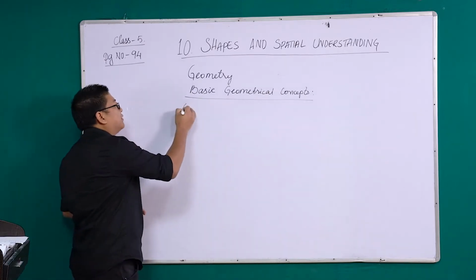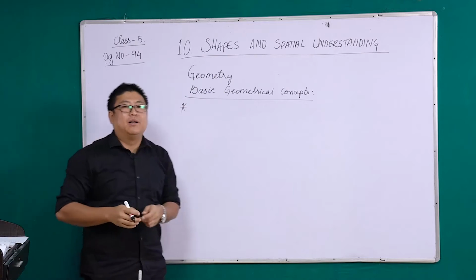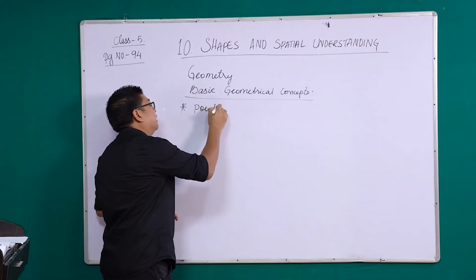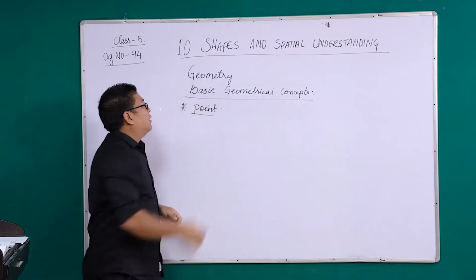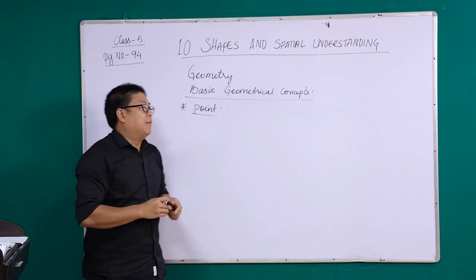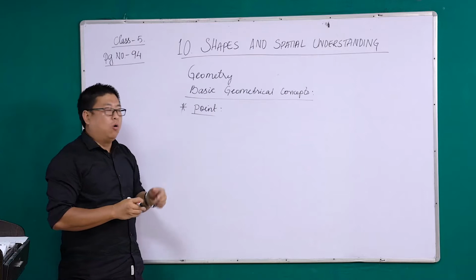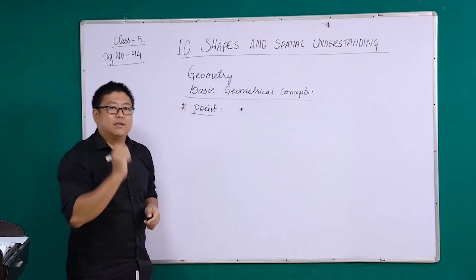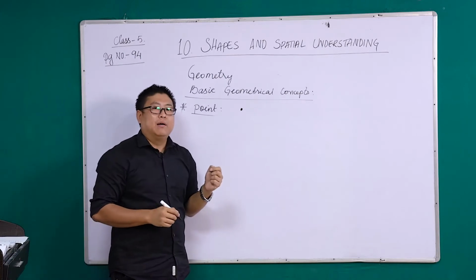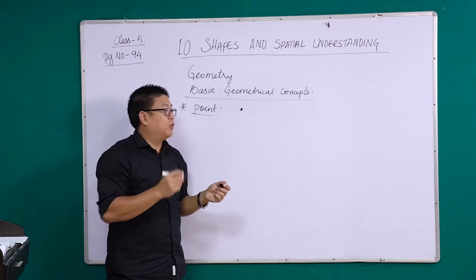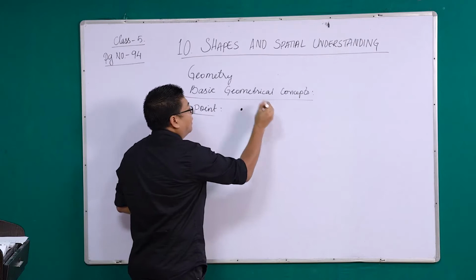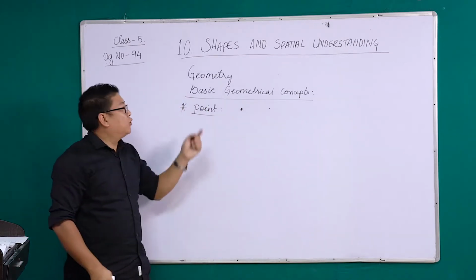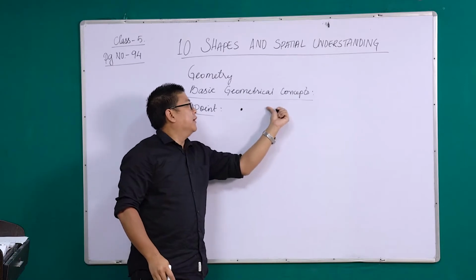The first topic that we will learn today is about point. Now, what is a point? A point can simply be called as a dot. A small dot that we draw. You simply point your pen, and a dot is formed. Now, this dot is also called as point.